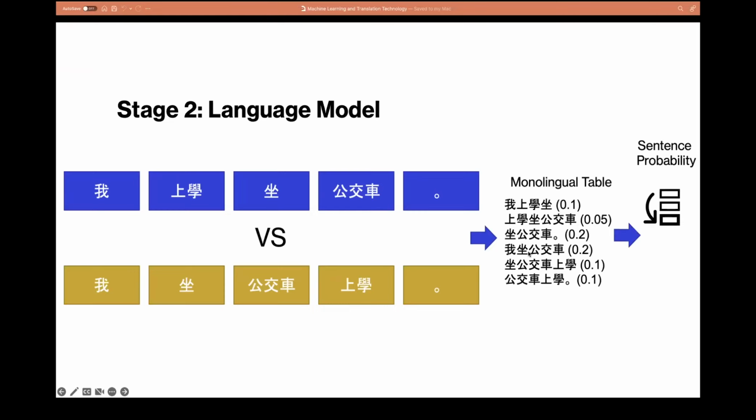And for the other three expressions here, like 0.2, 0.1, 0.1, they are higher compared with the first three candidates, and then it's more likely that we have a higher probability of this sentence, and then the computer just selects the one with higher probability, suggesting that it is more likely to be the correct translation.